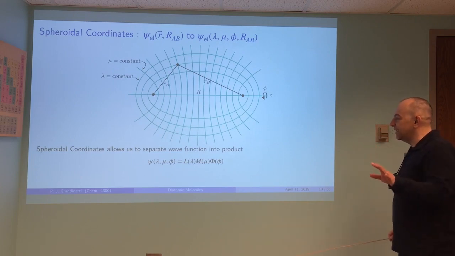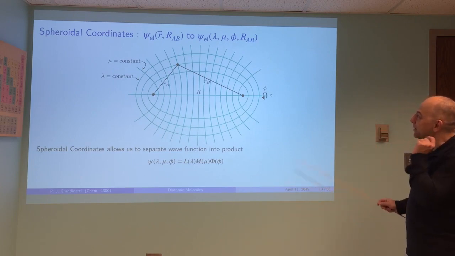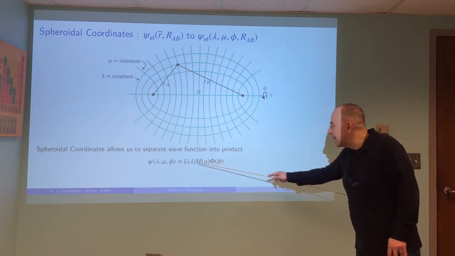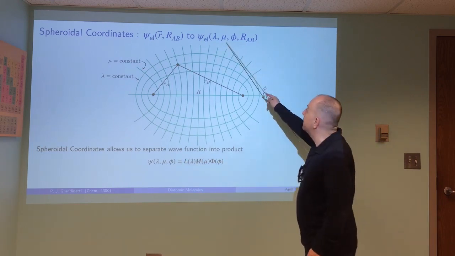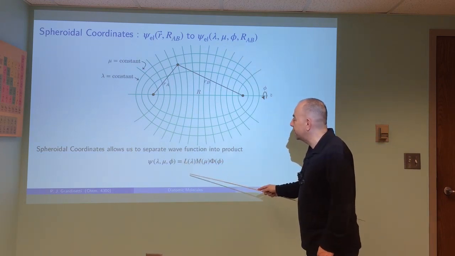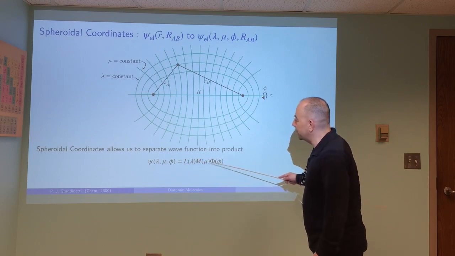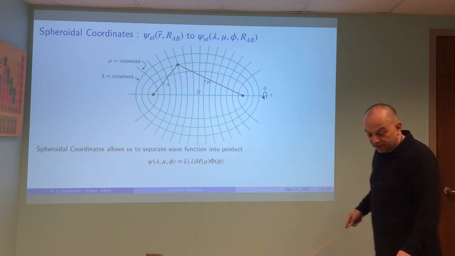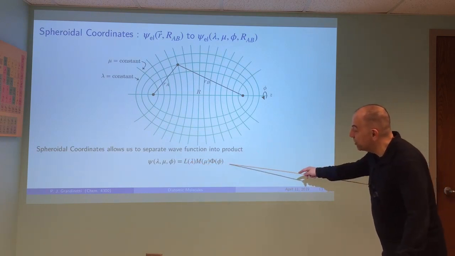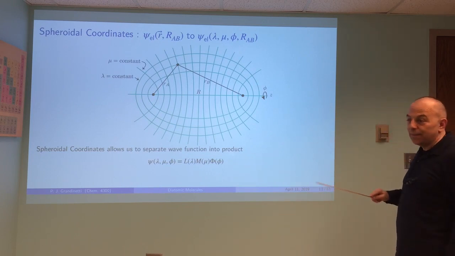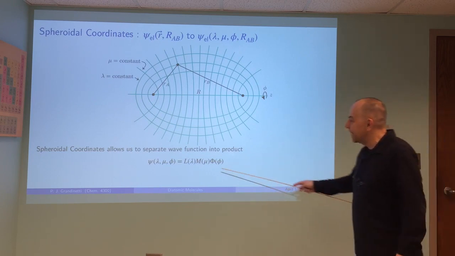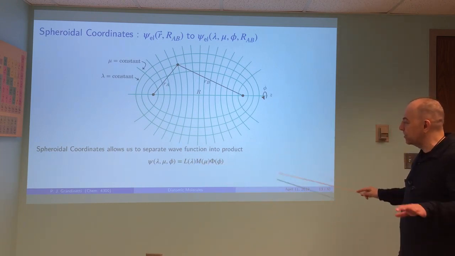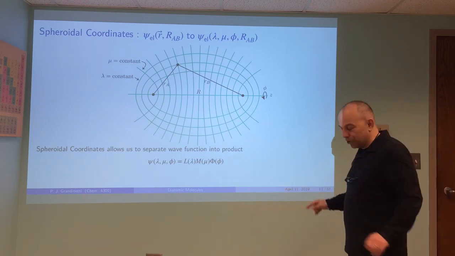Now, I'm not going to get into the details. I'm just going to show you the tip of this problem, which is that if you convert the wave function into this form, you can write it, with separation of variables, as a function of lambda, a function of mu, and a function of phi. And once you do that conversion of the wave function and of the Hamiltonian, and plug them in, you can get 3 separate differential equations which you can solve. I'm not even going to show you how that's done.